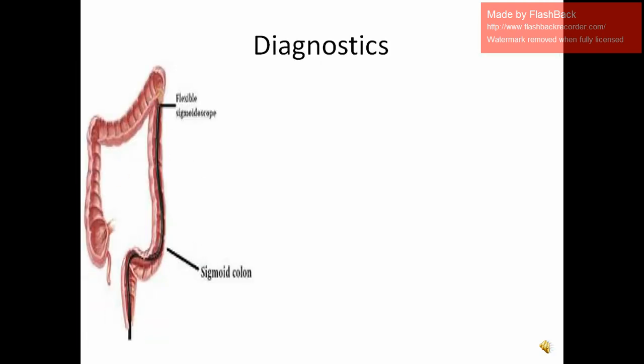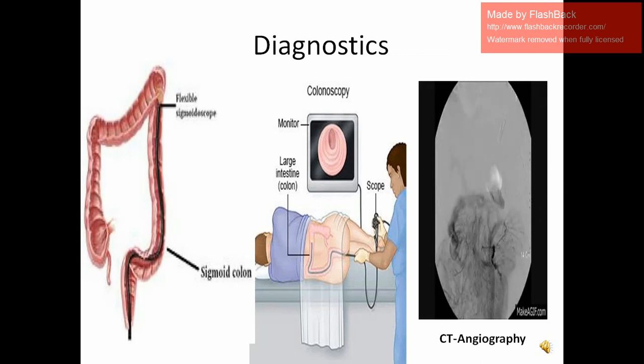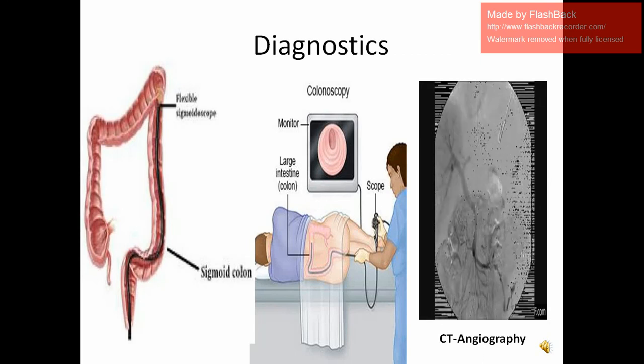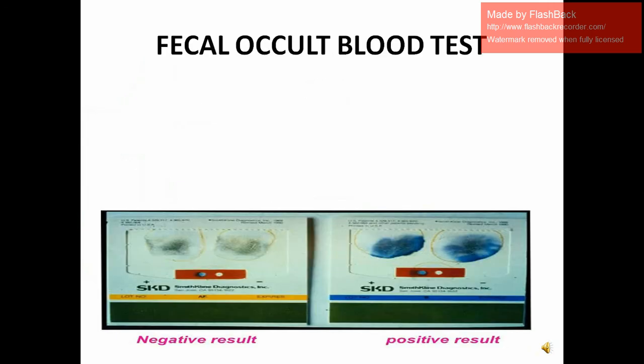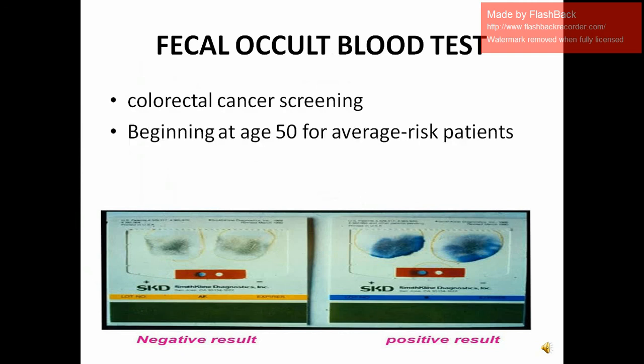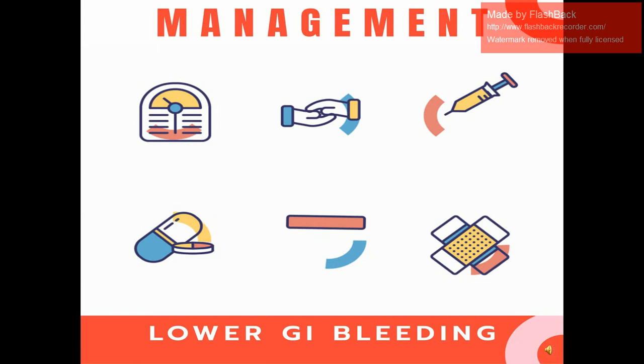Flexible sigmoidoscopy, colonoscopy, and CT angiography are just some of the diagnostic procedures that we can request for us to be able to locate the site of bleeding. Fecal occult blood test is done when the blood present in stool is not grossly visible. This test is recommended for colorectal cancer screening, beginning at the age of 50 for average risk patients. Positive results necessitate colonoscopy. How do we manage patients presenting with lower gastrointestinal bleeding?